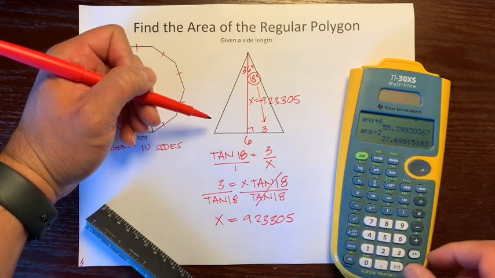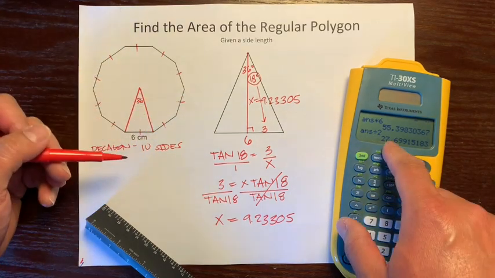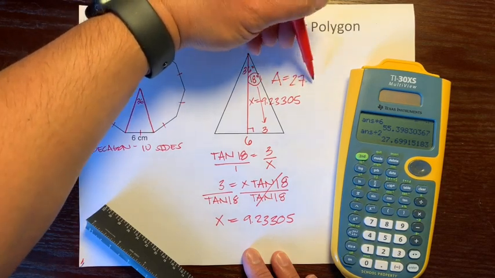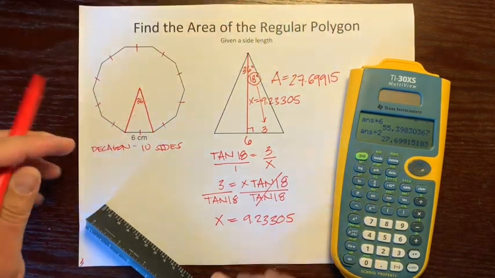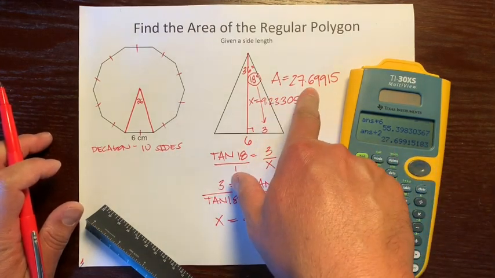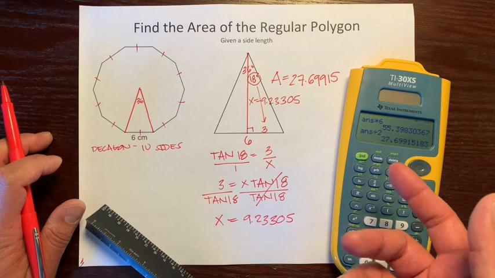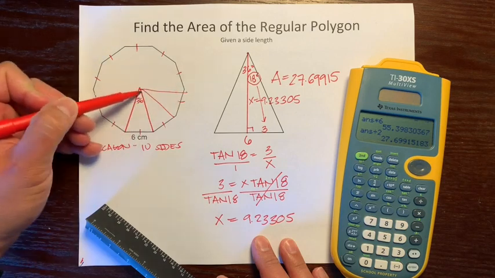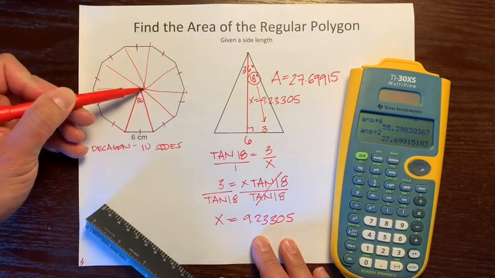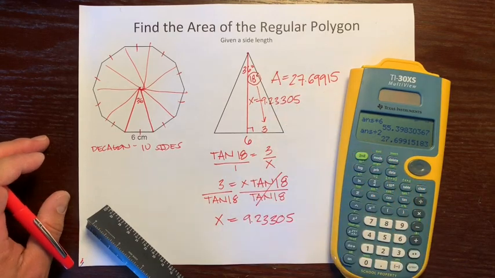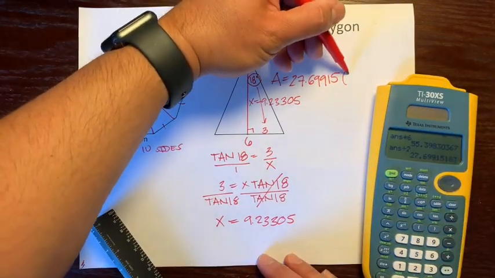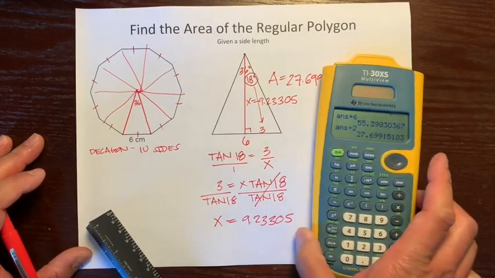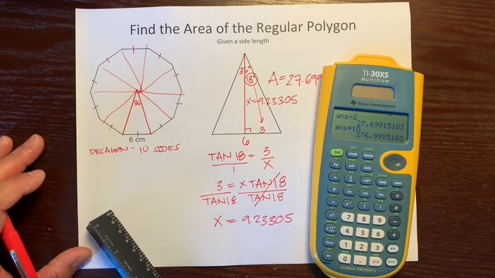All of this comes to 27. So the area of this triangle, I'm going to write A, is equal to 27.69915. Let's keep that there. The area of this one triangle is all of this, but we want the area of the entire decagon, which means we have 10 congruent triangles. So what we'll do is multiply it by 10 for the 10 congruent triangles that make up a decagon.